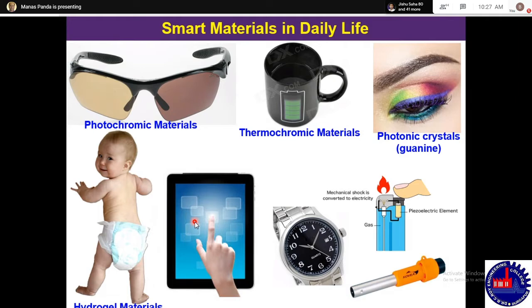Hydrogel materials, touch screen material, liquid crystal touch screen material, or even the gas lighter, the cigarette lighter or the oven lighter. You can see these are piezoelectric elements. If you apply a frictional force, they will spark electricity, and that electrical spark fuels the gas coming out from the gas chamber over here. This is how the gas lighter actually works.